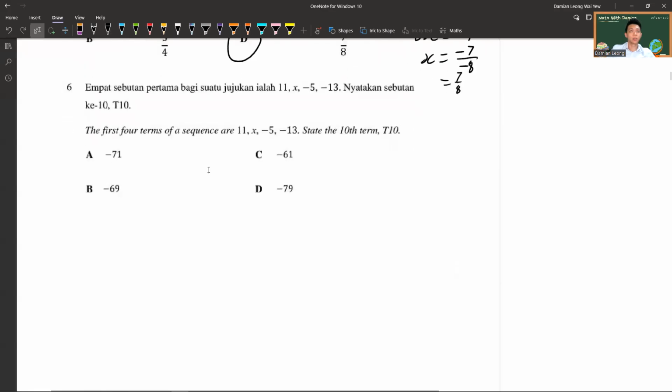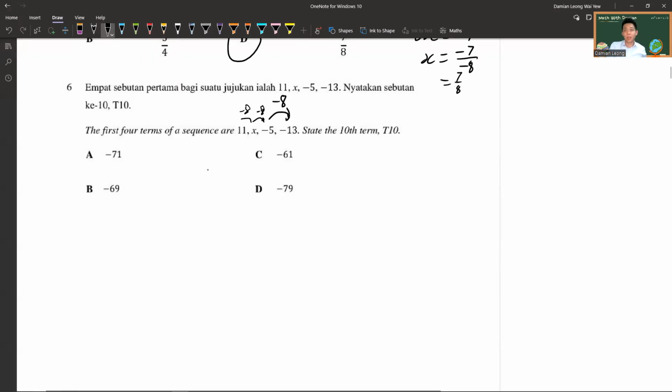Question 6. The first 4 terms of a sequence are 11, x, negative 5, negative 13. State the 10th term, term number 10. I'm missing the x, so I want to figure out what the pattern is. From negative 5 to negative 13 is minus 8. From 11 to negative 5 is minus 16. So if I split, it can be minus 8, minus 8. So each term, I just minus 8.